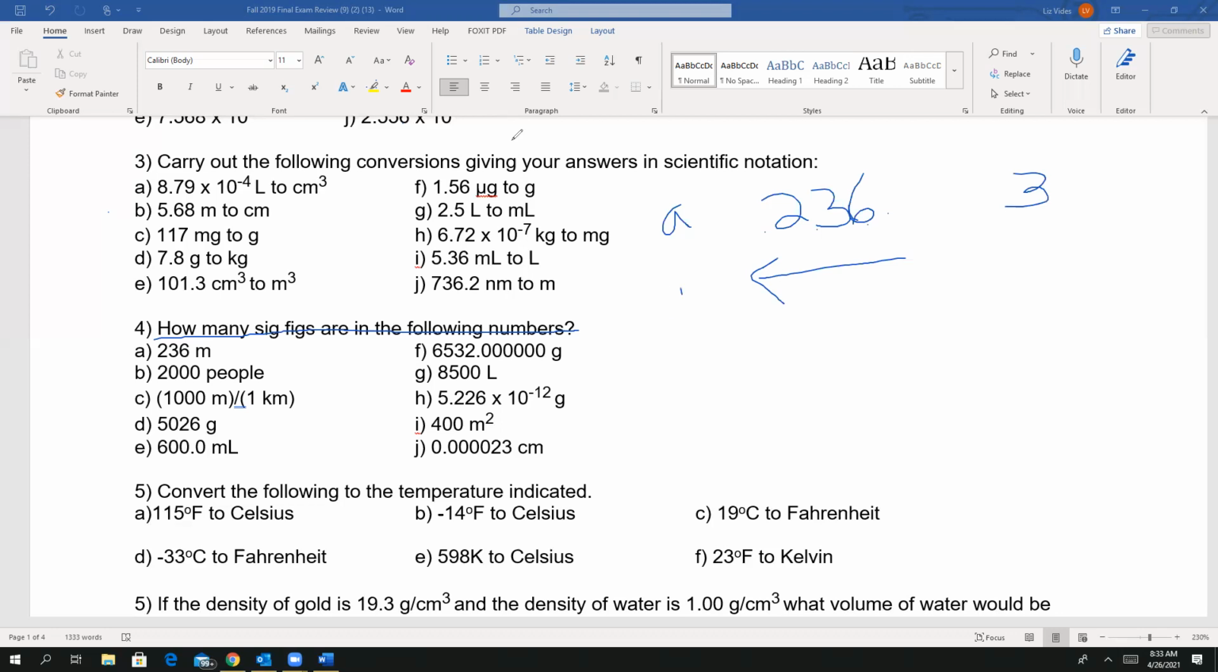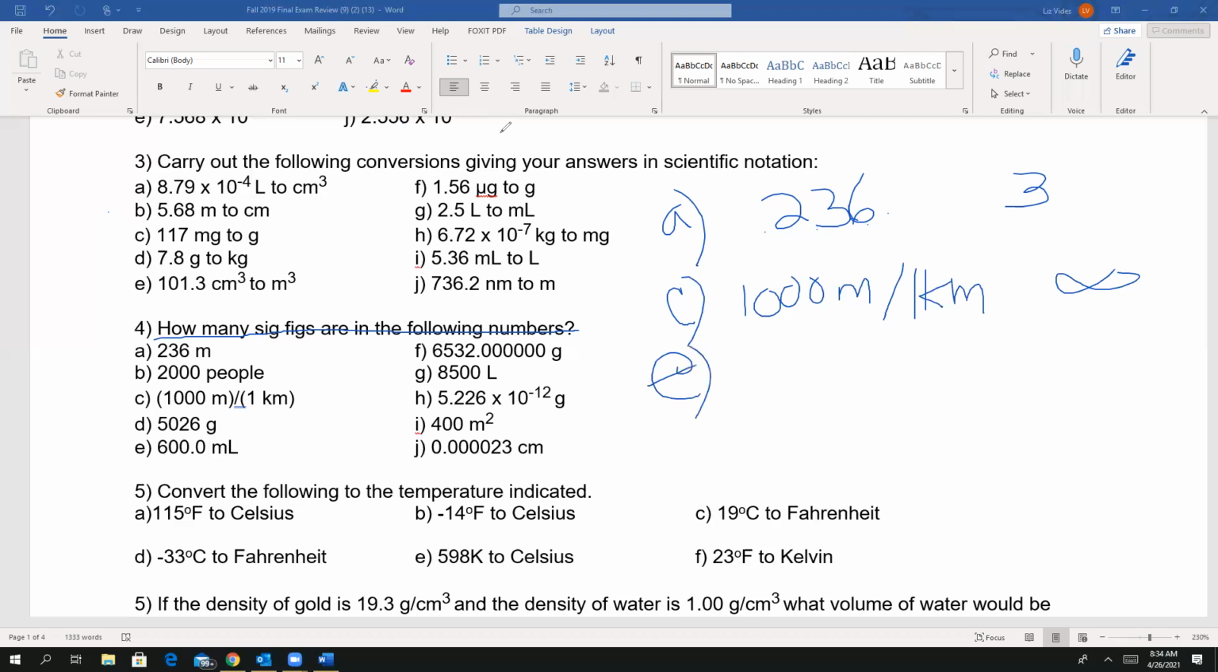For C, we have a conversion factor, which is interesting because these are not sig figs. So the answer is an infinite number because that itself doesn't do sig figs. It's whatever you put in front of it, like whatever you're converting, that does the sig figs.